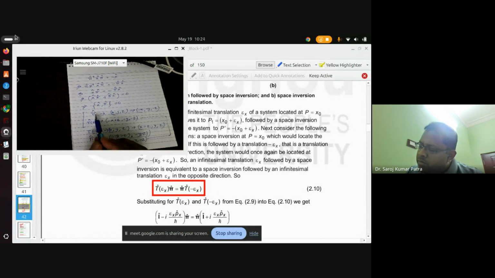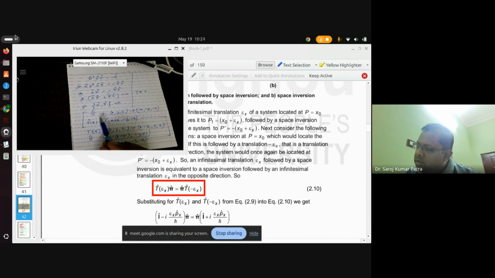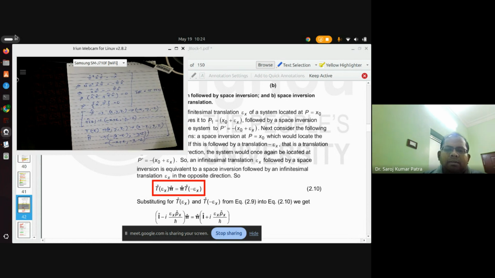So if I try to summarize it, T pi, where pi is operated first and then T from the left, will be equal to pi T of minus epsilon. That was the first epsilon. Is it clear?